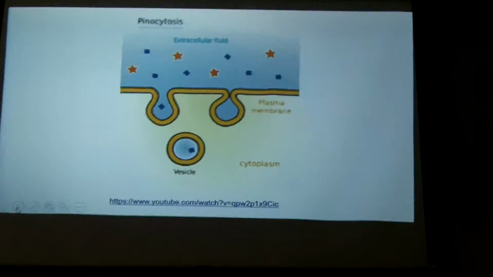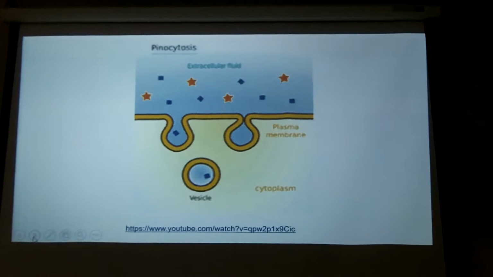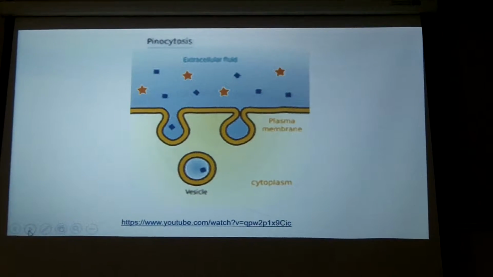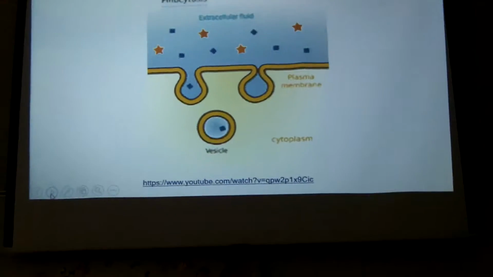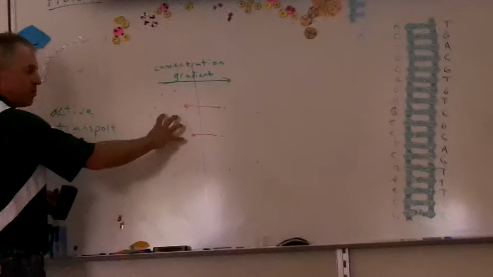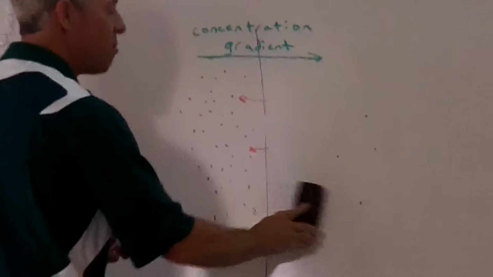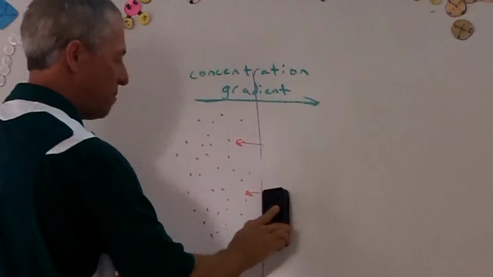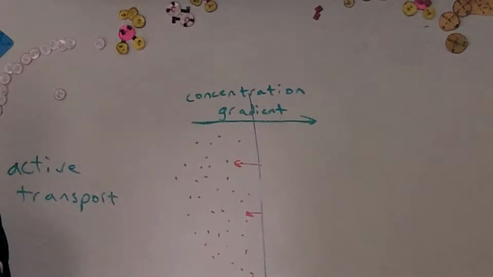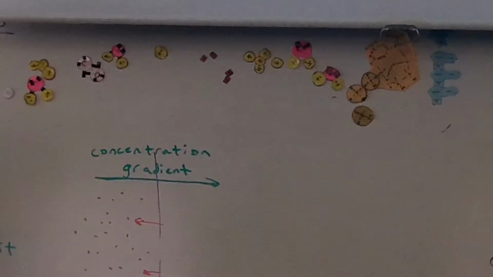Now, there's other modes of actively transporting materials across a membrane. What we can do is we can take a lot of these molecules and we can pull them inside a cell using what's called a vesicle. Can you say vesicle? Vesicle. A vesicle is like a bubble.